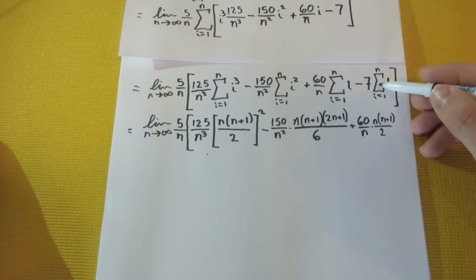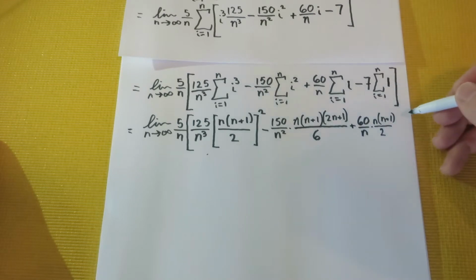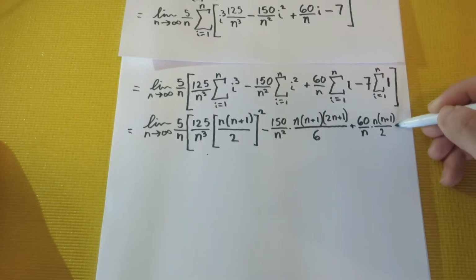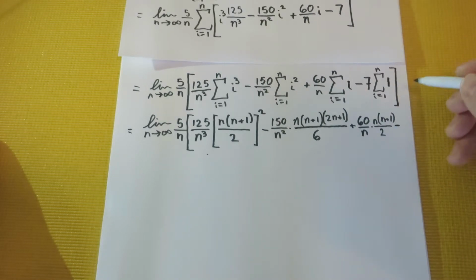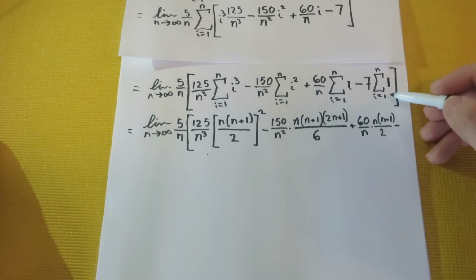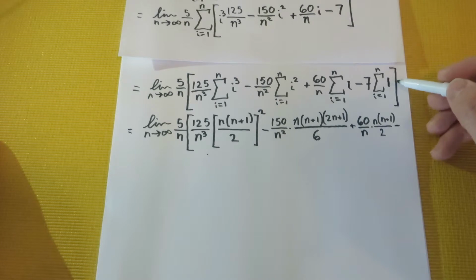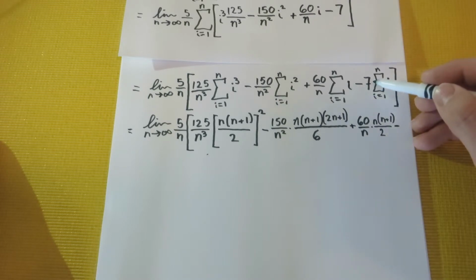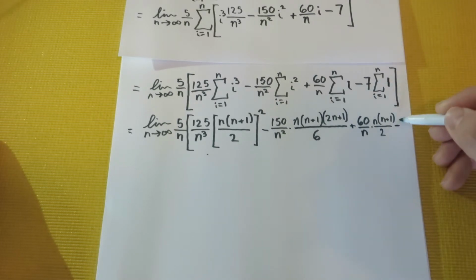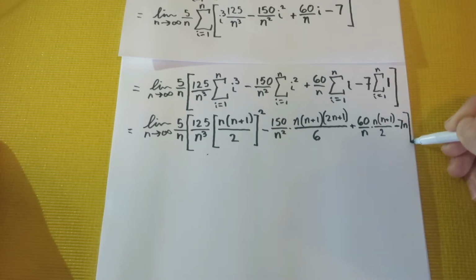And then over here at the end, we're kind of running out of room on this side, but this is just going to be minus. If you remember, the sum from 1 to n of 1 is just going to equal n. So this is just going to be minus 7n here. Minus 7n, and then we'll close our brackets.